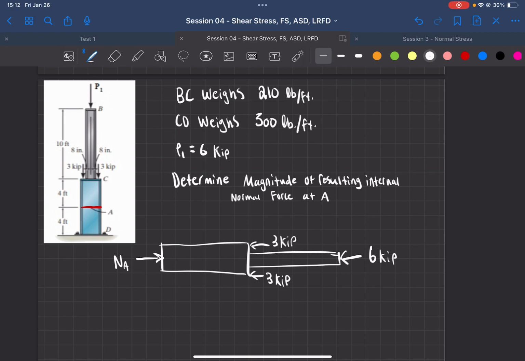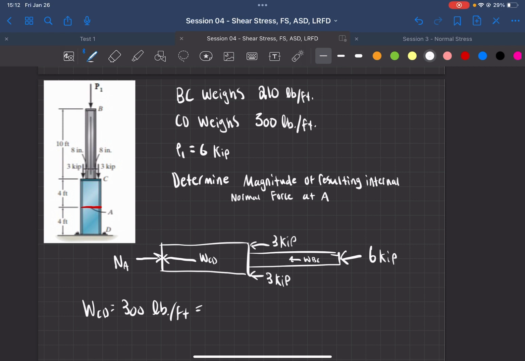Now we have everything that's given except for the weight. The weight is going to act at the centroid of this, which very luckily is A. So we'll call this the weight of CD, and then we'll have a very similar situation here with the weight of BC. Now we know our weights in pounds per foot, but that's not very helpful because everything else is in kips. So the weight of CD is equal to 300 pounds per foot.